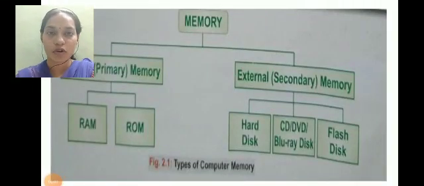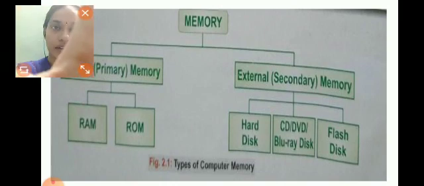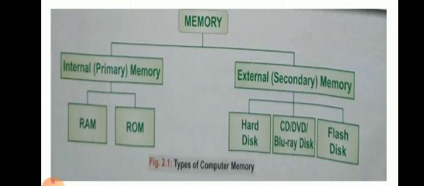Today's topic is about memory. There are mainly two types of memories. One is internal memory and another is external memory. Internal memory is also called primary memory and external memory is called secondary memory. Internal memory is categorized into RAM and ROM, and external memory is categorized into hard disk, CD, DVD, Blu-ray disc and flash disk. Clear, children?